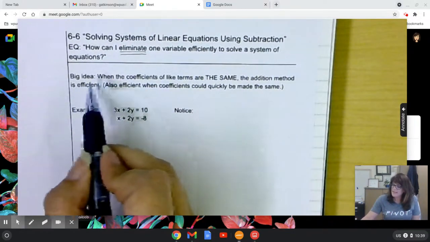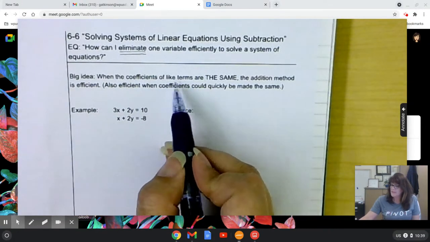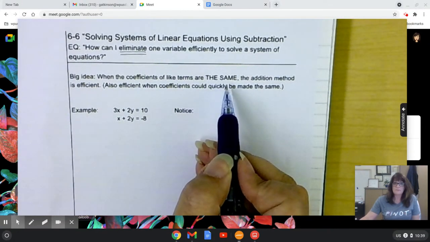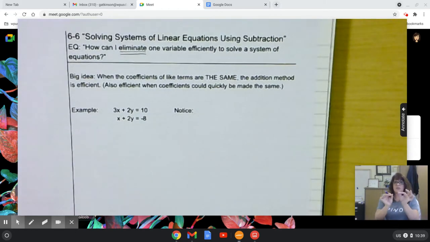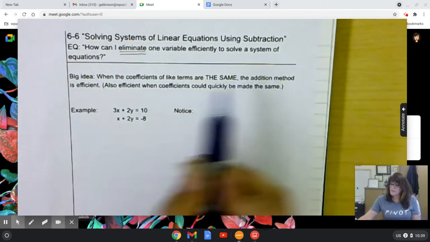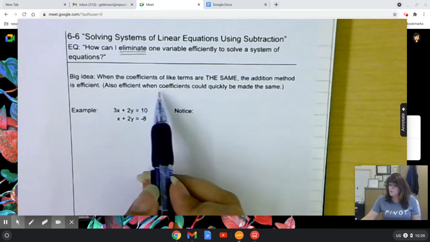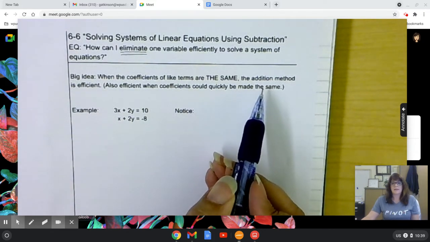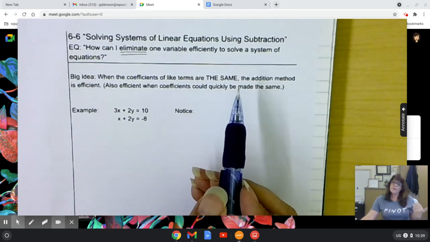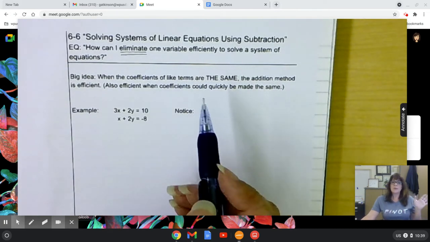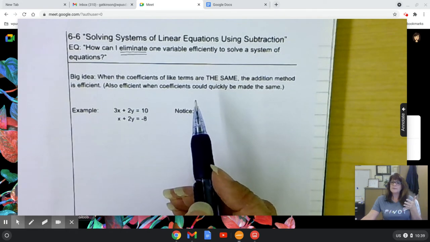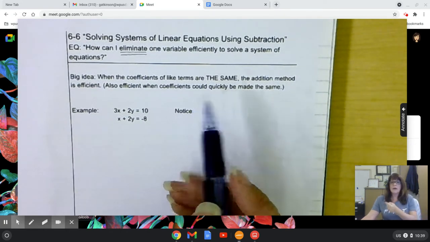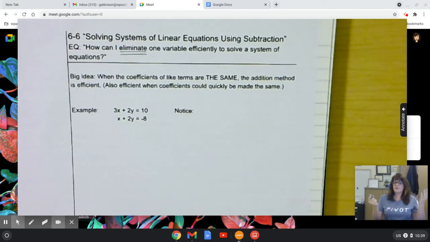Okay, so the big idea here is when the coefficients of like terms are the same, so we want exact matches. The addition method is efficient. It's also efficient when the coefficients could quickly be made to be the same. And if you remember from the last video, there was one where I multiplied everything by -1, turned one whole equation the opposite, and boom, we had a match. We can do that same thing now.